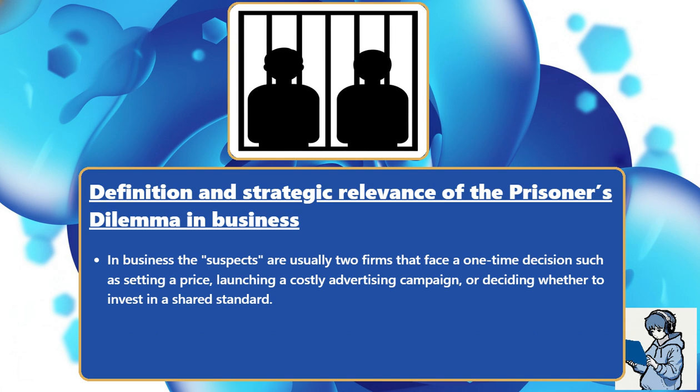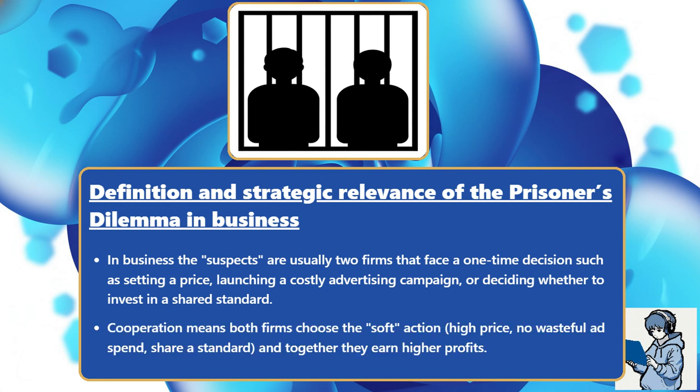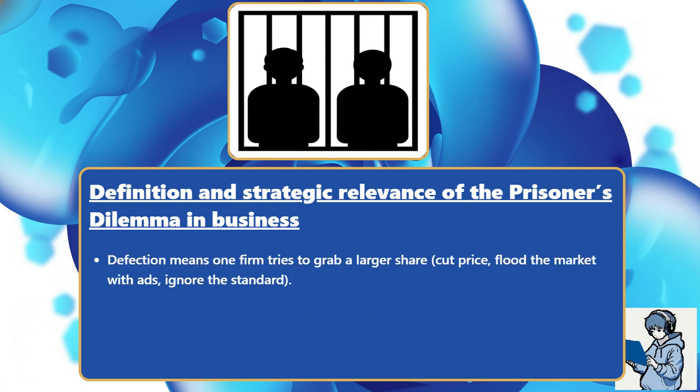In business, the suspects are usually two firms that face a one-time decision, such as setting a price, launching a costly advertising campaign, or deciding whether to invest in a shared standard. Cooperation means both firms choose the soft action: high price, no wasteful ad spend, share a standard, and together they earn higher profits.